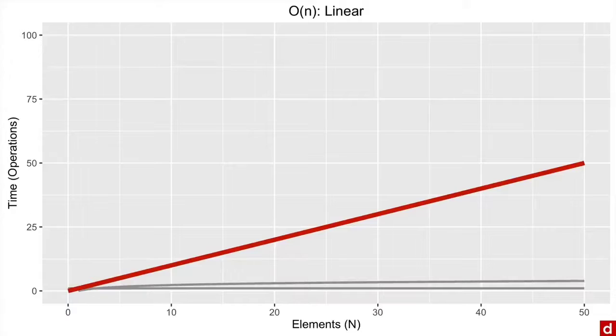This is a linear function where each operation takes the same unit of time, and so if you have 50 operations, it takes 50 units of time. If you're storing 50 things, it takes 50 units of space. So find an item in an unsorted list. It's usually going to be linear time.